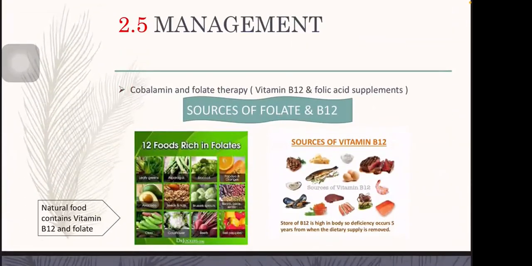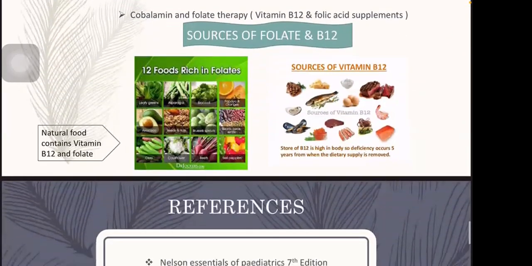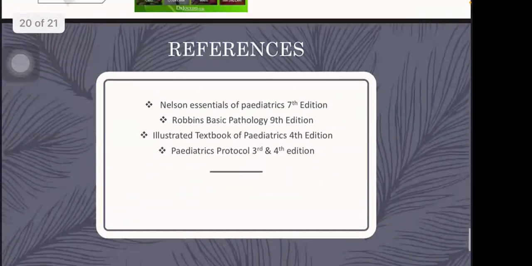So lastly, the management is mainly cobalamin and folate therapy, which is vitamin B12 and folic acid supplements. Other than that, natural foods that contain vitamin B12 and folate: foods rich in folate are such as dark leafy vegetables and also papaya. The sources of vitamin B12 are mainly meat and fish. So that's all for me.